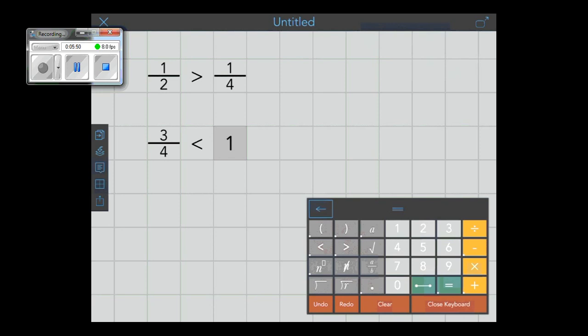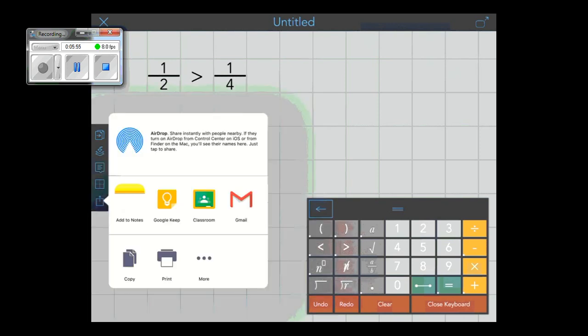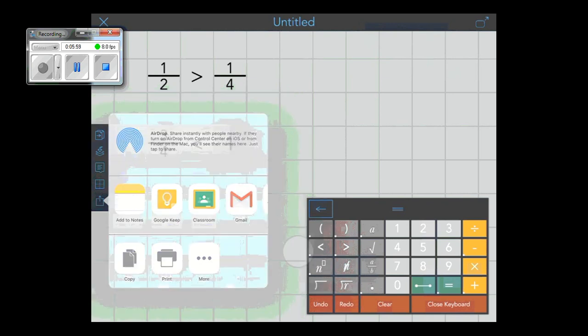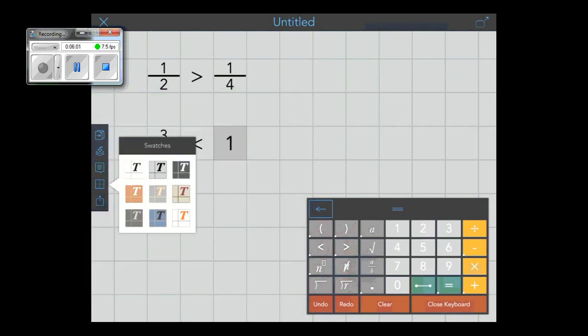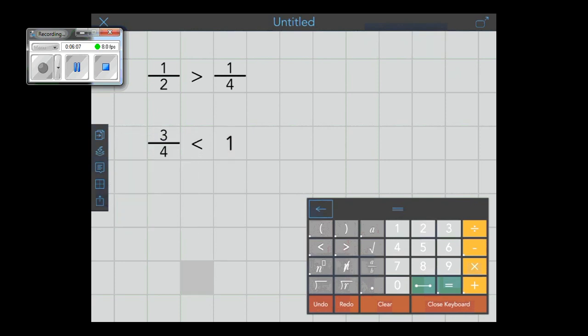Again, just a reminder that if you want to share your work, you can use the little sharing arrow, and choose a variety of different apps that you have on your iPad. And also that you can change the background of the graph paper for your students' visual preferences and needs.